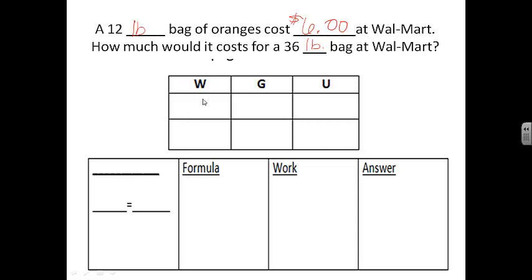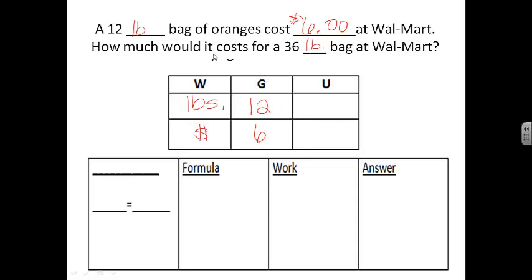So I want you to think for a second, what two things do you think we're comparing here? I knew you'd get it right. We're comparing pounds and we're comparing moolah. We're comparing pounds and money. Now, what did they give me? Well, they said 12 pounds for $6. So that's the first ratio, or the first fraction they give me, because I have both numbers here. That's the given. Okay, let's see what they're asking.